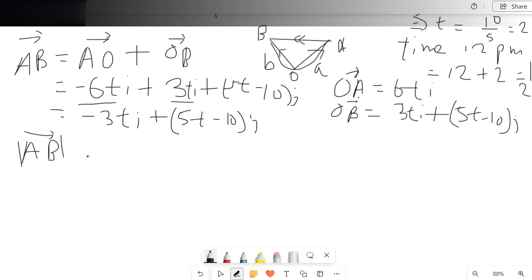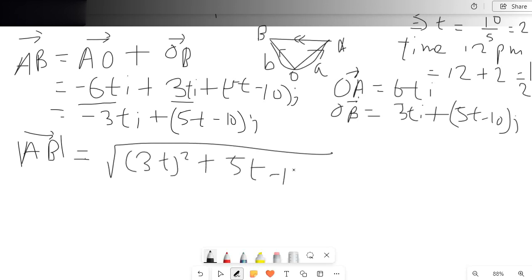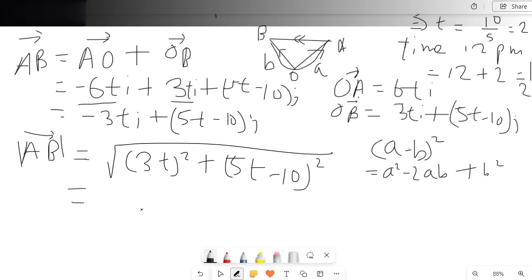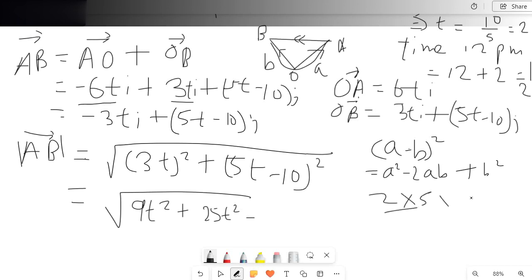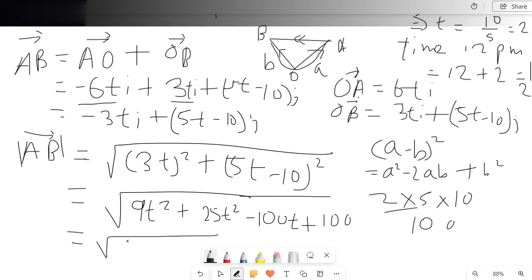So we can write that the modulus of AB is the square root of (3t) whole squared plus (5t minus 10) whole squared, and using the (a minus b) whole squared formula, we can say that it is a squared minus 2ab plus b squared. And so we should get 9t squared plus 25t squared minus 2 into 5 into 10, which is 10 here, and multiplied with 10 is another 100, so minus 100t plus 10 squared, which is also 100. And so our final answer is 34t squared minus 100t plus 100.